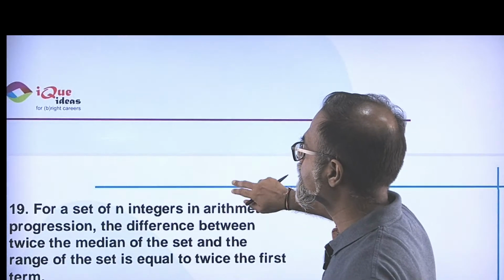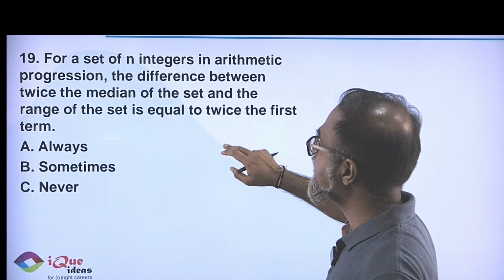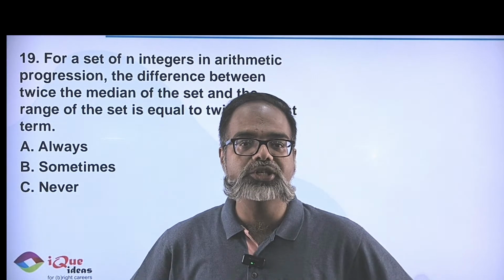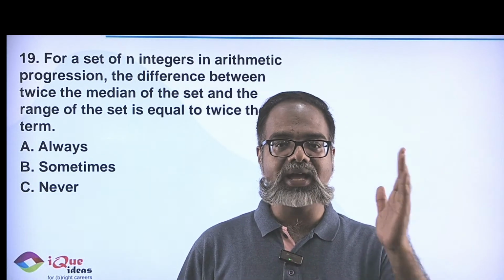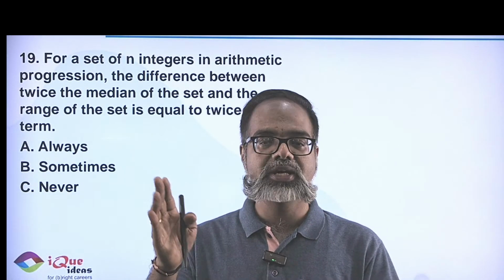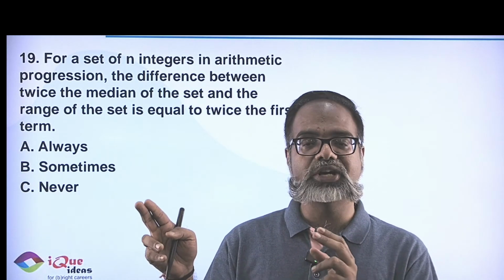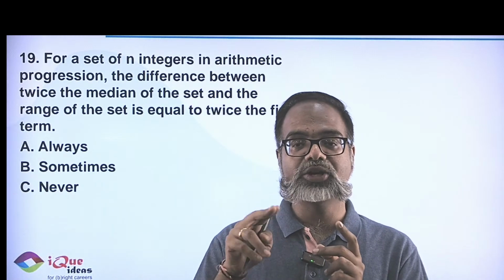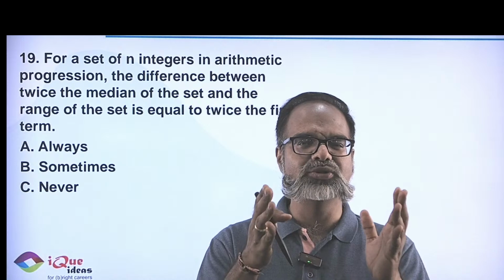Okay. Now this says, for a set of n integers in arithmetic progression, AP, favorite. Remember, in AP, a is the first term, n is the number of terms, d is the common difference. And I hope you remember the formula. The nth term Tn is a plus (n minus 1) into d. The sum of n terms is n by 2 into (2a plus (n minus 1) into d). Just revise those formulas, guys.